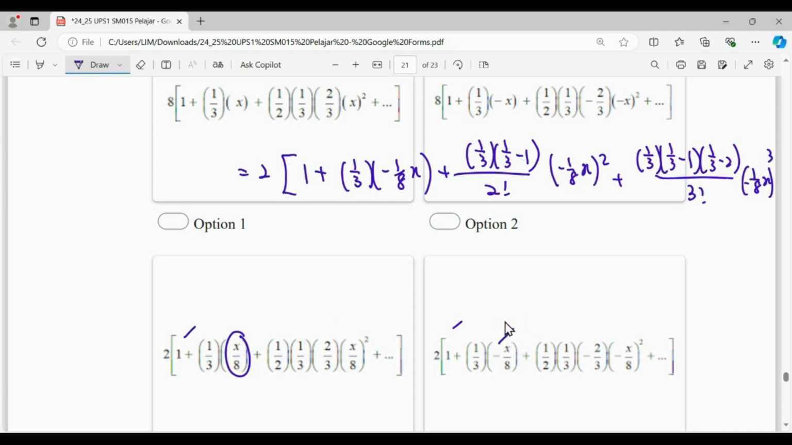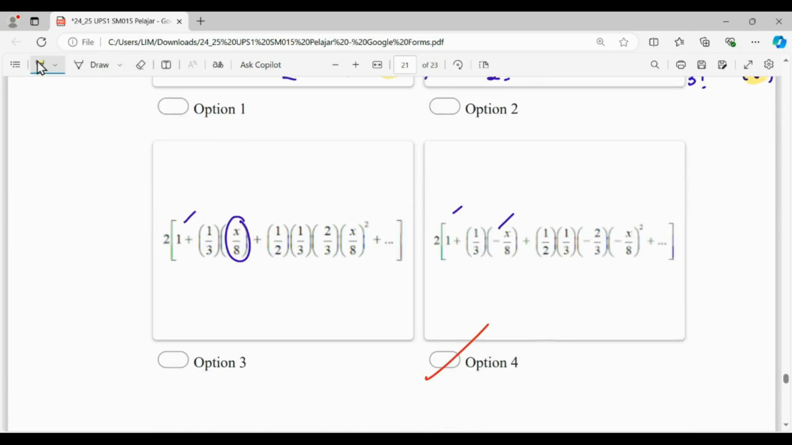This is an expansion using the correct star here. So the second term is negative 1 over 8 x. Therefore, we can choose this as our option. So this is our final.